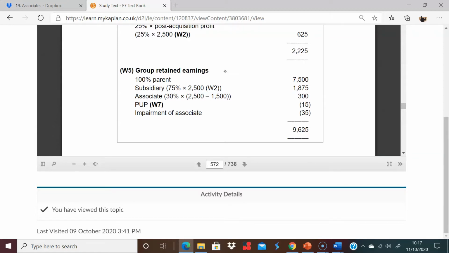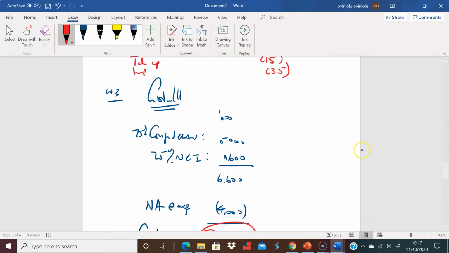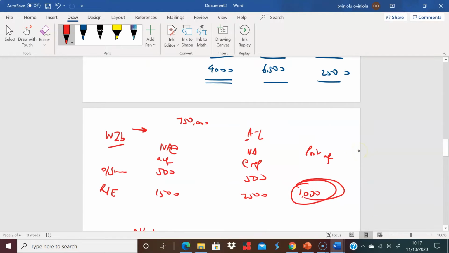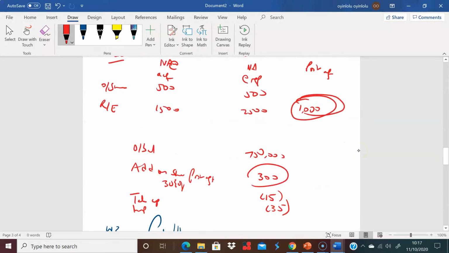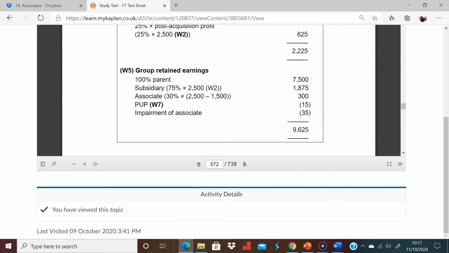The group retained earnings. So that's the 100% parent. That's 75% of the 2,500 standard working 2. That's the associate at 30% of those profits that we did. Right. I'll just take you back there again, to my own version of working 2. That was the 1,000, right? And I took 30% of that, giving me 300, right? So that's the 300 there. That's the 15, the perp that I worked out, and that's the impairment, right? And that's working 5. So that's kind of how we play around with that.